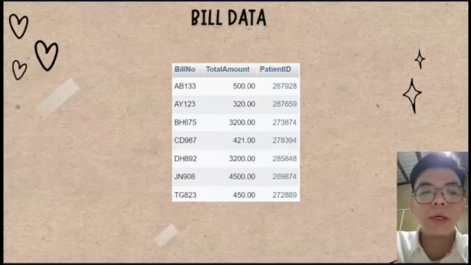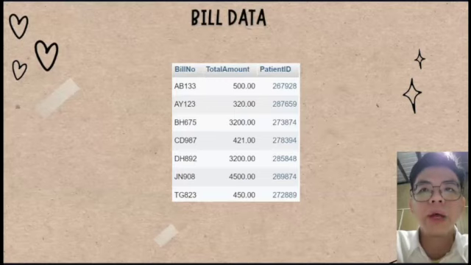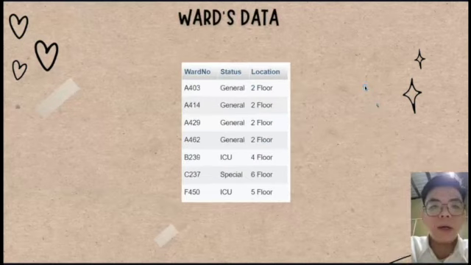And then this is the data for bill table. As an example, bill number AB133, total amount is 500 ringgit, and the patient ID is 267928. Then the last one is data for ward table. As an example, ward number A403, status is general, and the location is second floor.